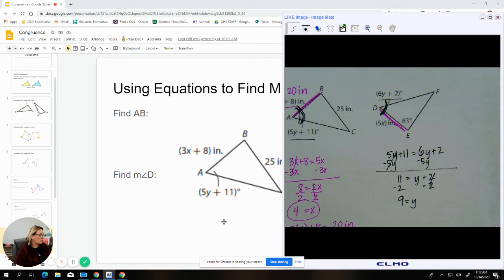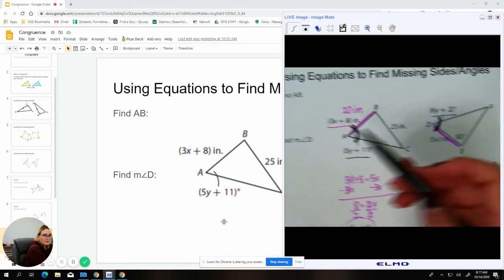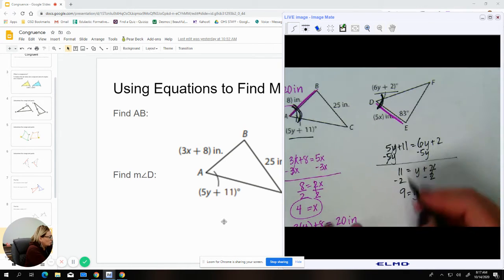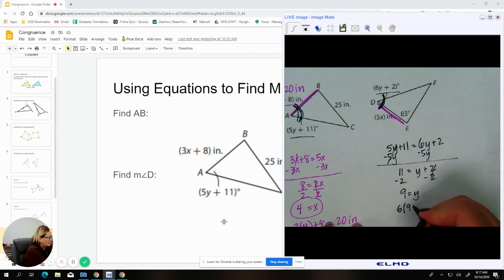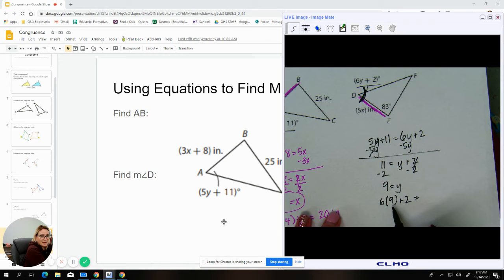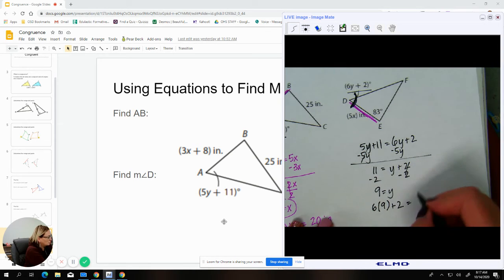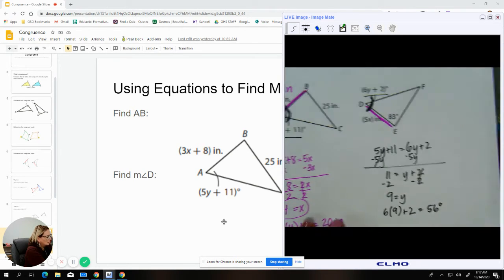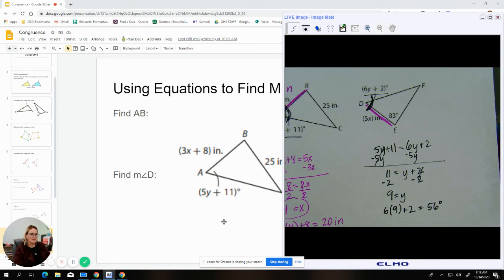But again, remember, we don't care about y, we care about what our angle is. And so we're looking for angle D. So that means we are going to plug it in to what D's equation is. 6 times 9 is 54, plus 2 is 56 degrees. So that tells us that our angle is 56 degrees.